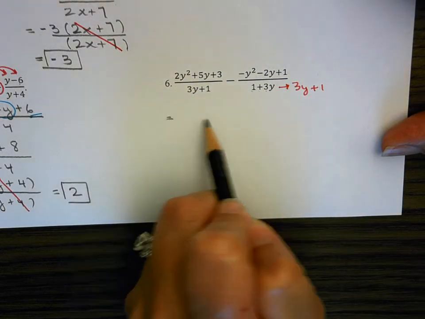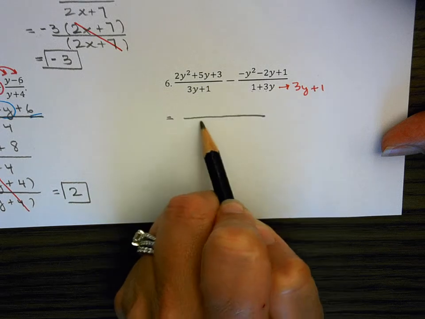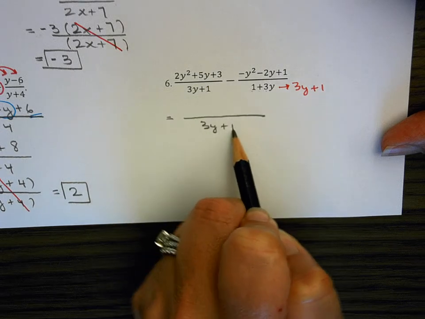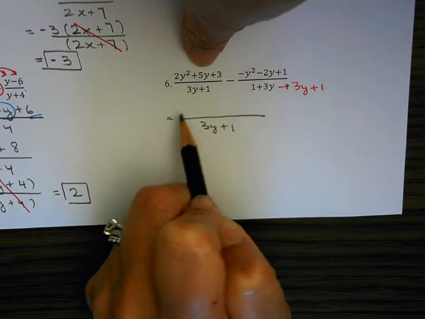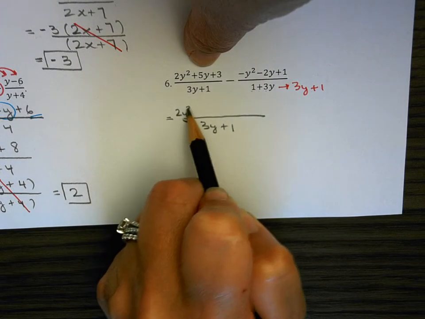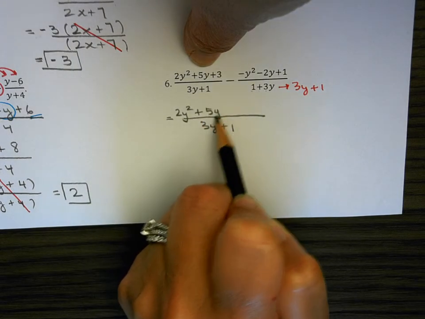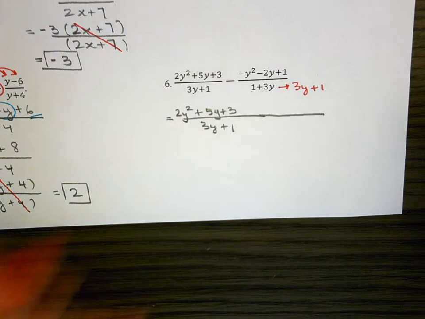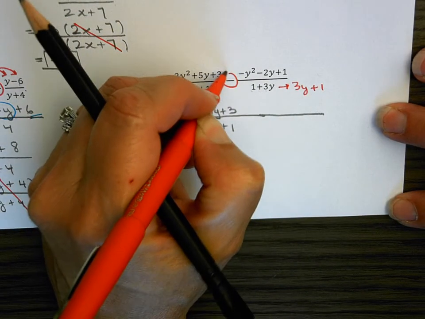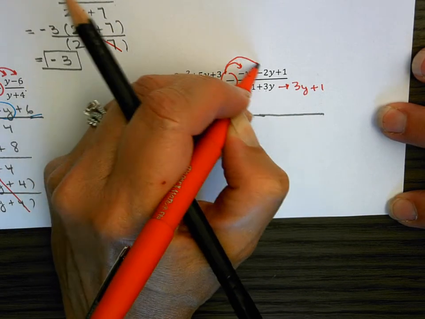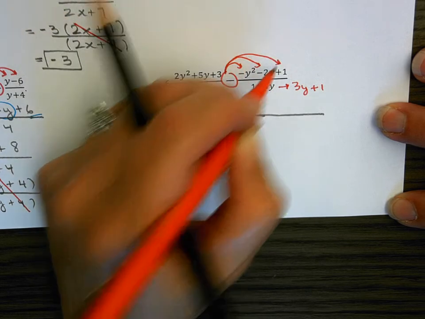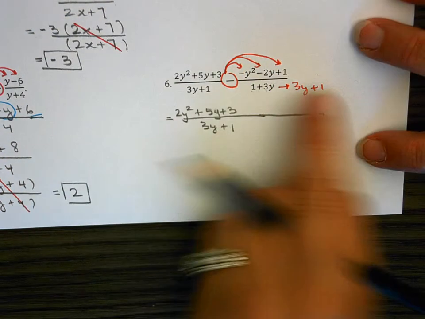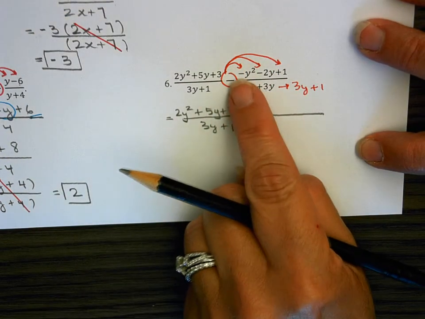So then I have that common denominator of 3y plus 1. And then I have my numerator here. And then I want to subtract the other one. But again, whenever you subtract, you need to make sure that you're remembering you are subtracting every single term there, right? Not just the first one. So that means I have to distribute that out, right? So I'm subtracting all of these.